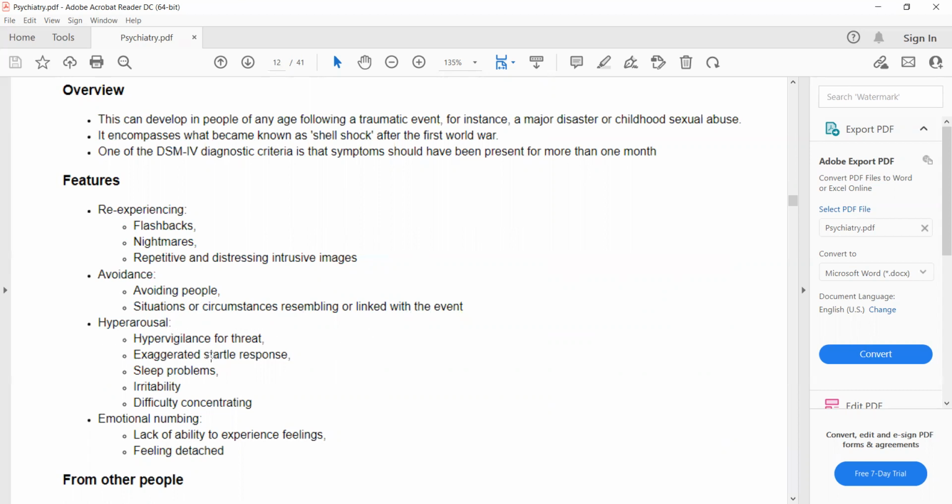There will be hyperarousal. There will be hypervigilance for threat, exaggerated startle response, sleep problems, irritability, and difficulty in concentration due to hyperarousal. Emotional numbing: lack of ability to experience feelings and feeling detached. So emotional numbing is a feature of depression as well. The thing that you need to focus on in post-traumatic stress disorder is flashbacks, nightmares, avoidance of the people, and hyperarousal. That is exaggerated startle response or hypervigilance for threat.